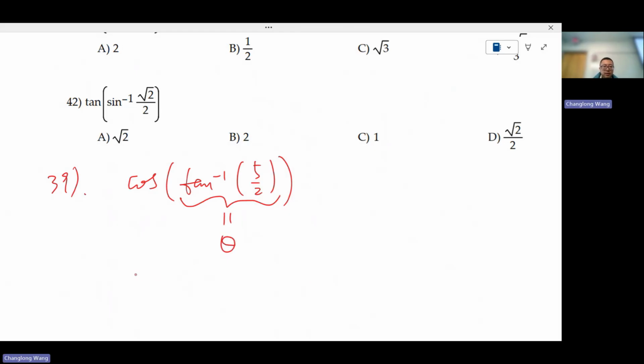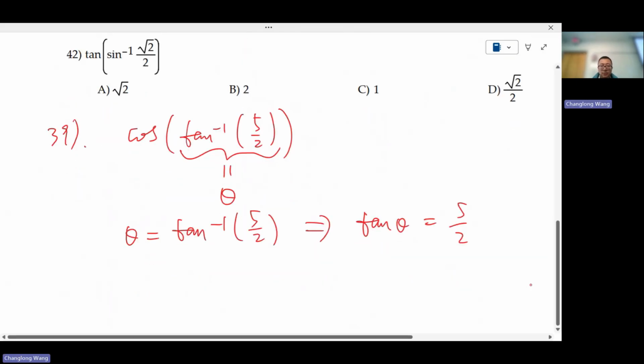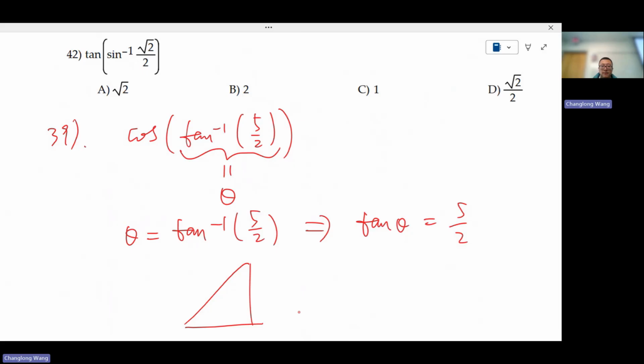Once you do it, think about this. If theta is what I call tangent inverse of five halves, can I quickly rewrite it as tangent theta is five halves? That's better, right? You're more used to SOHCAHTOA kind of things. So now let's go ahead and draw the right triangle to understand what we mean by tangent theta is five halves. So I have an angle theta in this right triangle.